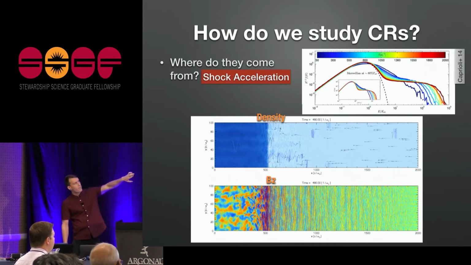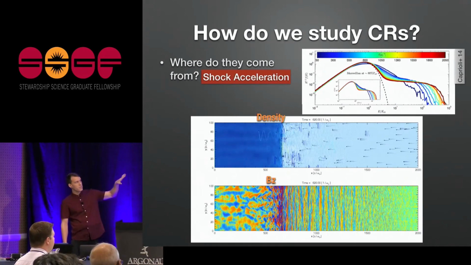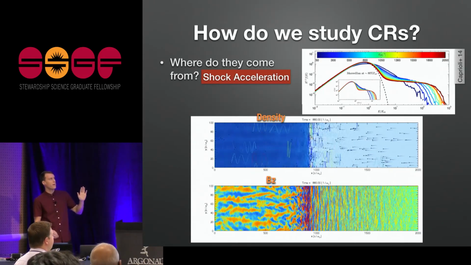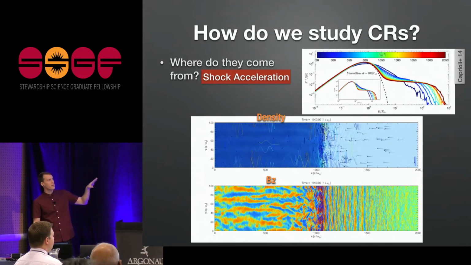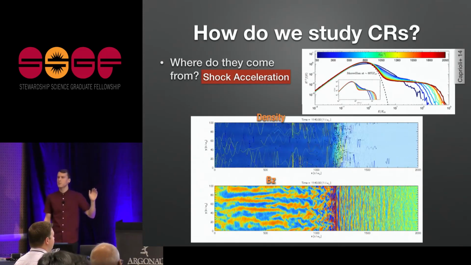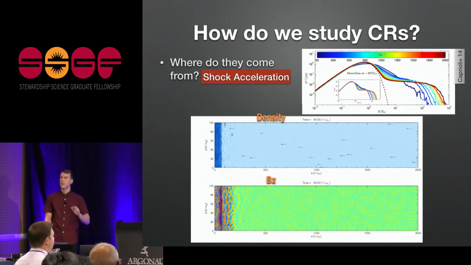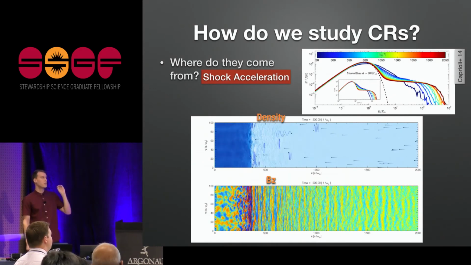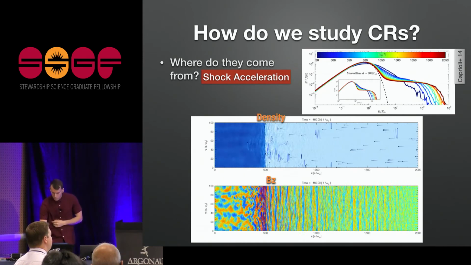And in the top figure, we're showing an energy spectrum of particles over time, with blue being earlier, red being later. Initially you have just a nice Maxwellian distribution, and over time a power law tail develops, and this is describing the shock acceleration of cosmic rays.